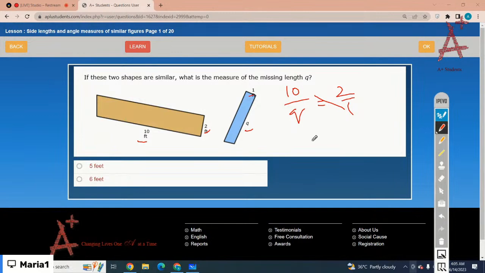Just cross multiply. So it would be 10 times 1 and 2 times Q. So that would be 10 equals 2Q. Divide both sides by 2. So Q equals 5. That means the missing side length Q equals 5. Got it? It would be 5 feet. So option number 1 is the correct option.